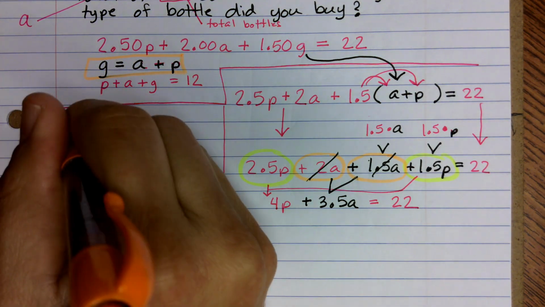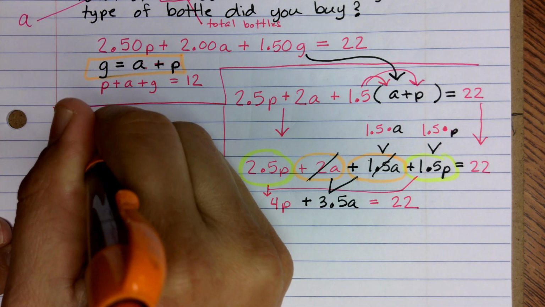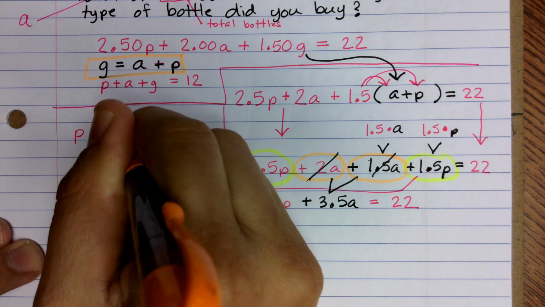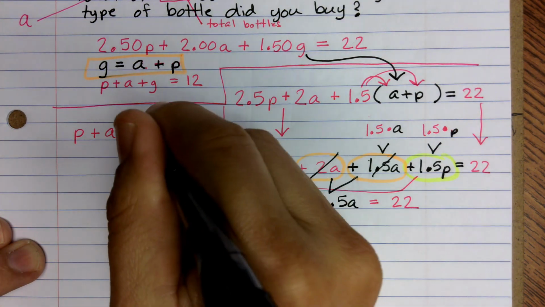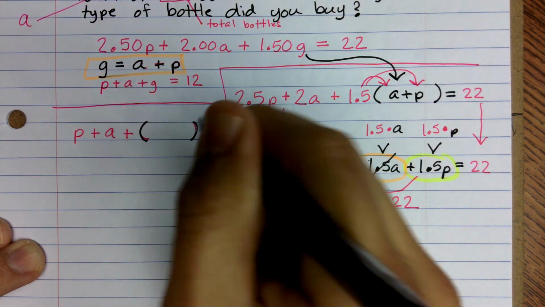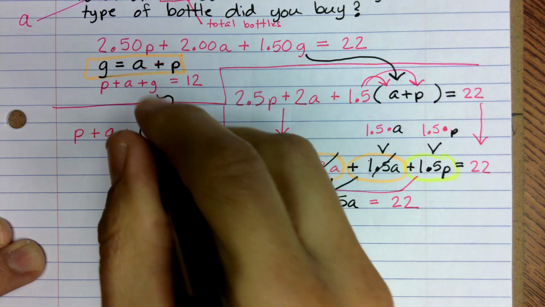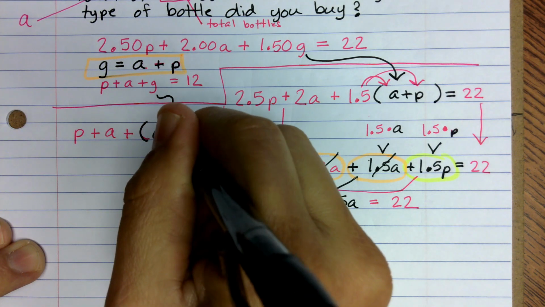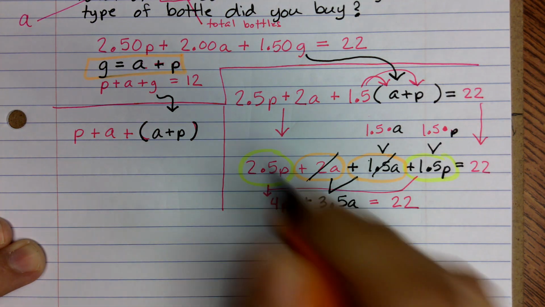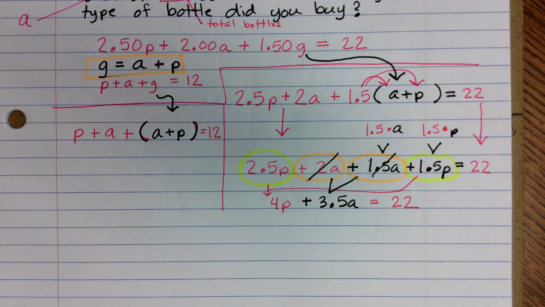And I'm going to write this out. So we have P plus A plus G. But instead of a G, I'm going to go ahead and substitute the value for G, which is A plus B. So A plus B. And this is all going to be equal to 12. So we do have some work we got to do here.